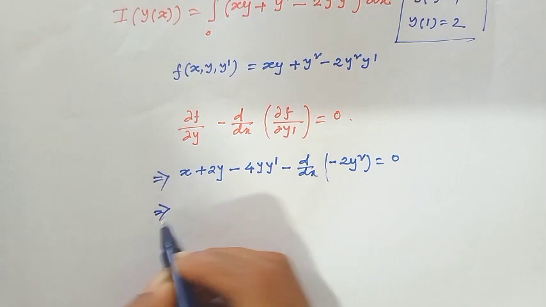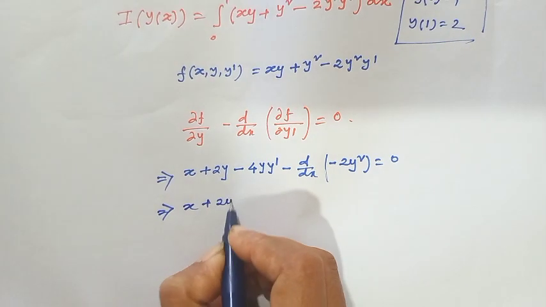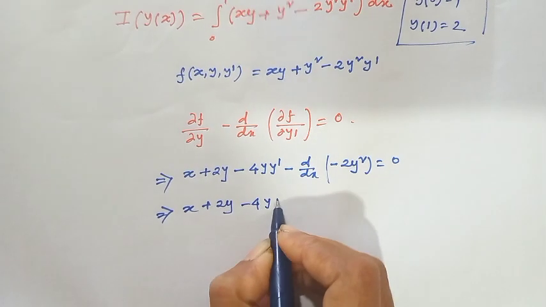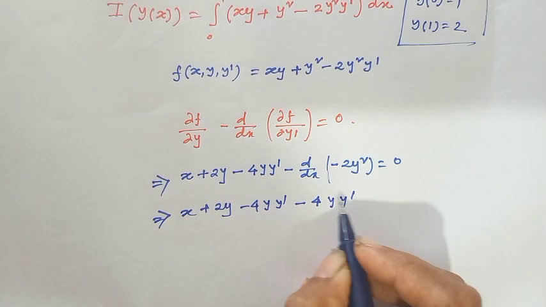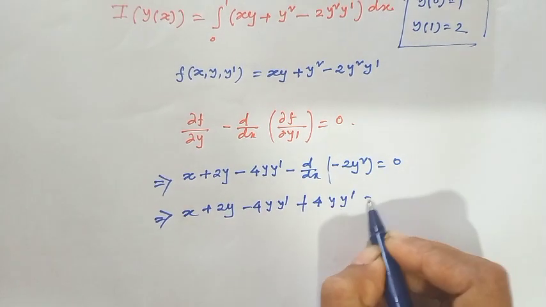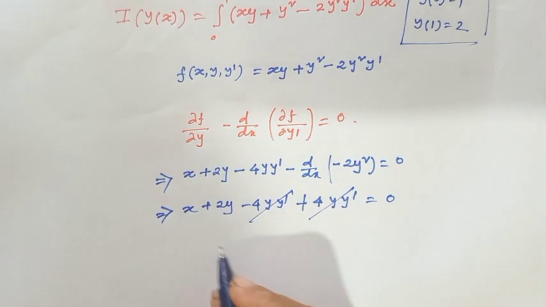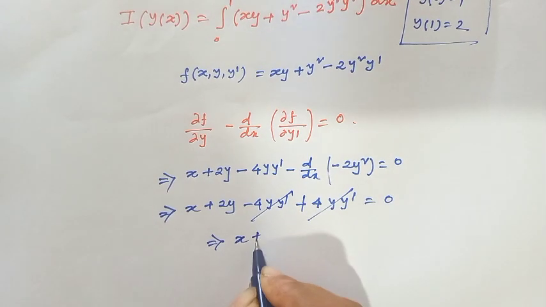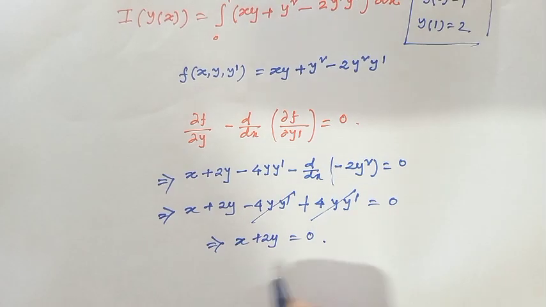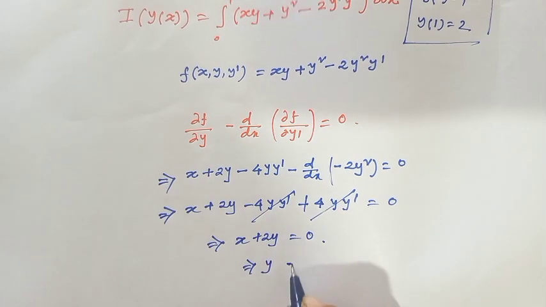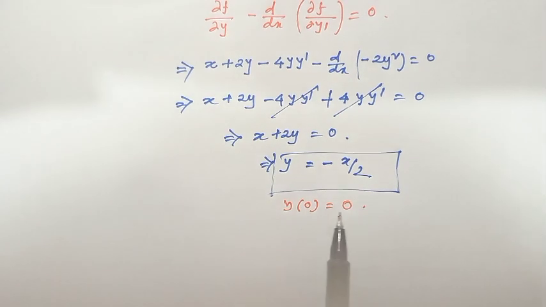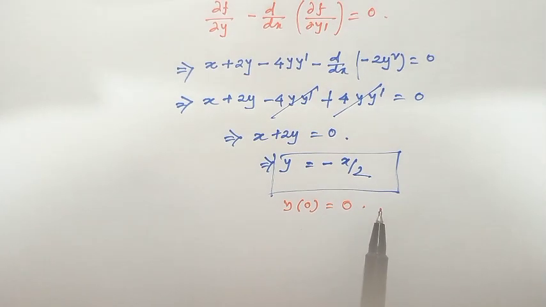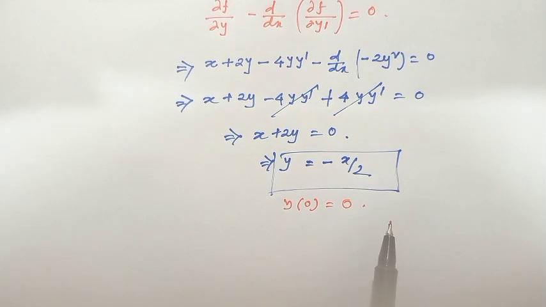Now this would be x + 2y − 4yy' − 4yy' plus ... equal to 0. Just omit this part, then this would be x + 2y = 0. That means y = −x/2. Here y = −x/2, that implies obviously y(0) = 0.